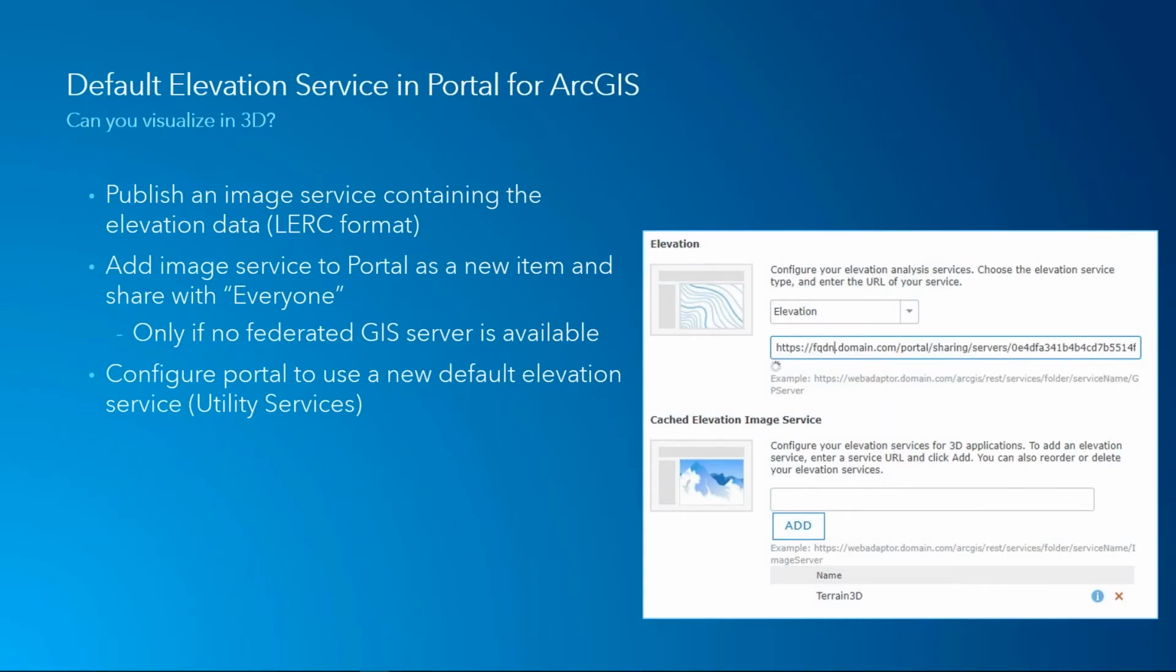If you want to establish a default elevation service in portal, so if you do have a need to do 3D, you can go through and set this through that utility settings option, and it does need to be in that LERC format. So it needs to be published as an image service from ArcMap that does contain elevation data. Yet again, it's much like the process of sharing out a Basemap. So you want to go through, add the image service to your portal as a new item, make sure it's shared with everyone. And then once you have that service shared out as an image service, you can configure your portal to use the new default elevation service. So yet again, it's underneath that utility services tab.